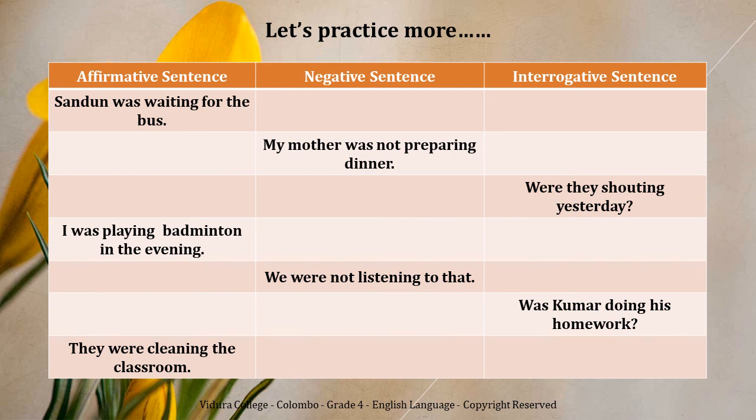Sixth one, was Kumar doing his homework? What is the affirmative sentence? Kumar was doing his homework. What is the negative sentence? Kumar was not doing his homework. Last one, they were cleaning the classroom. What is the negative sentence? They were not cleaning the classroom. What is the interrogative sentence? Were they cleaning the classroom? Like that, you can make affirmative sentences, negative sentences, and interrogative sentences.